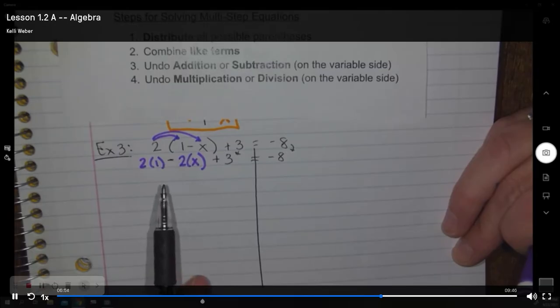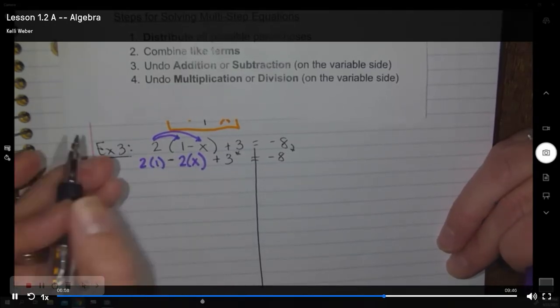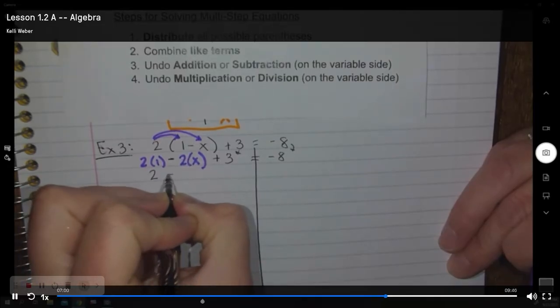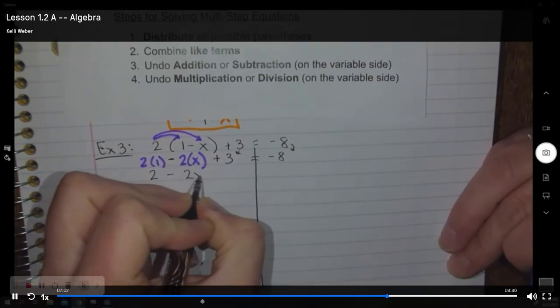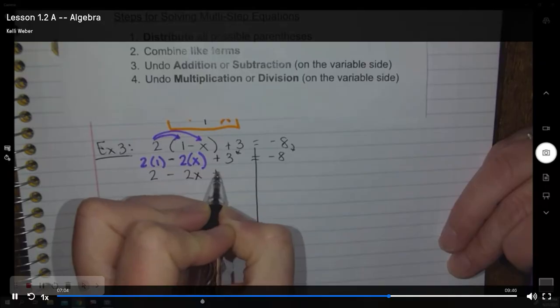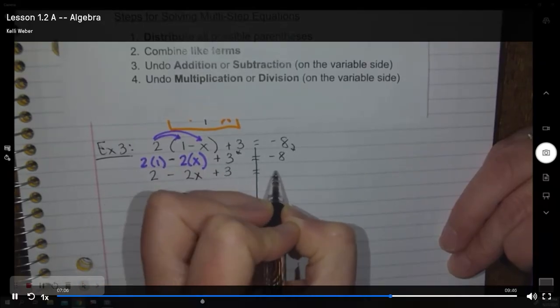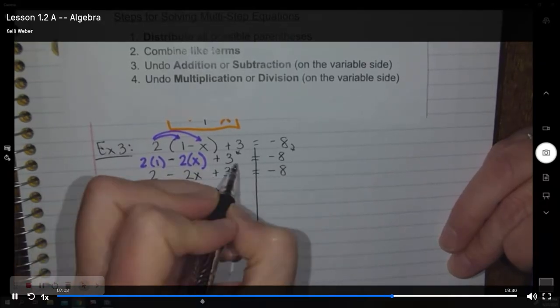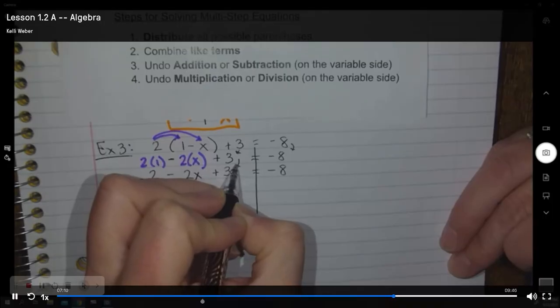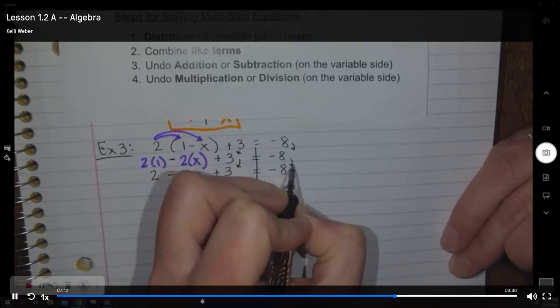All right, so we should simplify this a little bit. 2 times 1 is 2. 2 times x is 2x. And then again, we haven't used the 3, and we haven't used this negative 8. So we're just basically bringing down these things that we haven't used yet.